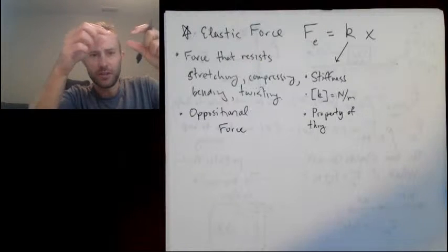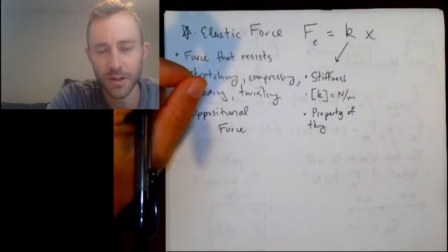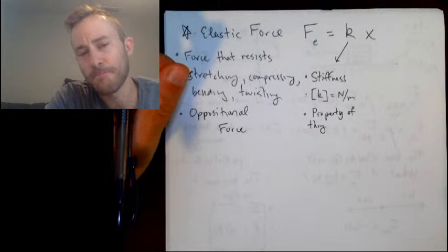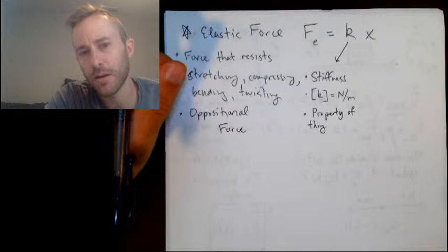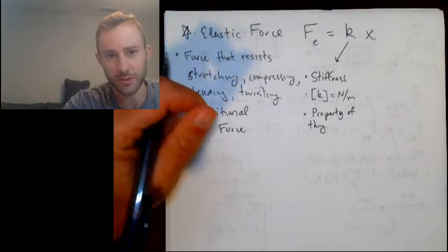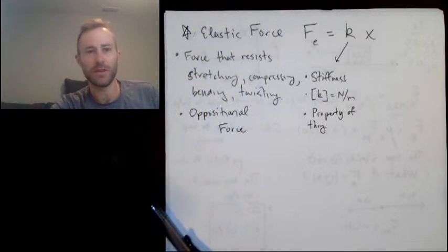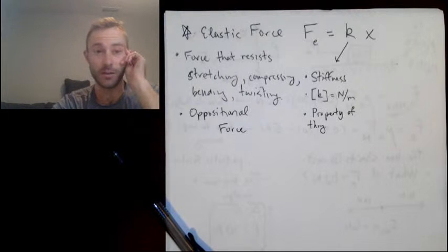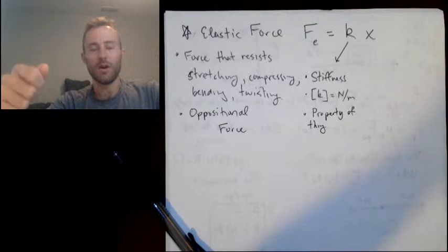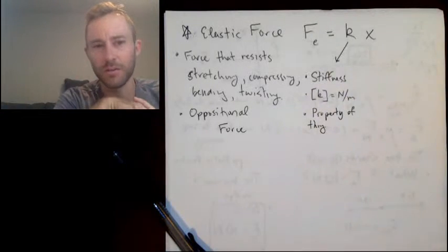For example, if you get super thick rubber bands, then those are stiffer than thin rubber bands. The stiffness can also depend on how old the thing is, how many times it's been used. A good example of that is the elastic band in your underwear.